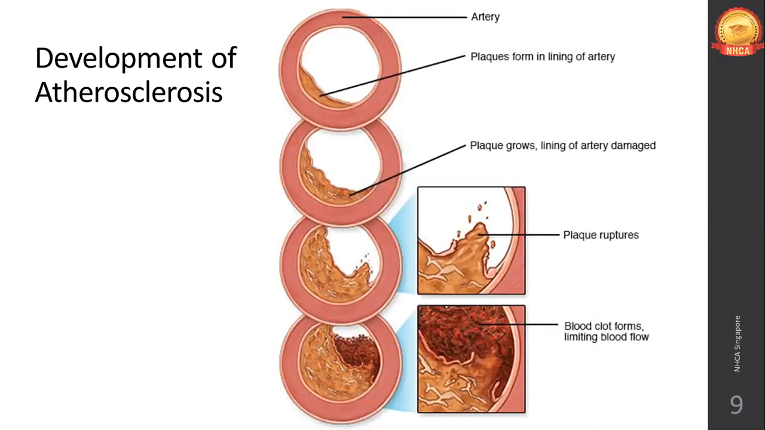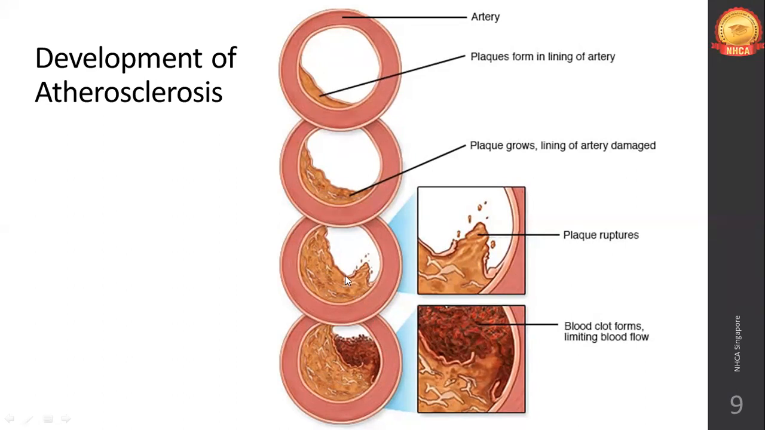So, development of atherosclerosis. In the initial stages, small plaque formation takes place in the lining of the artery, which is preventable with lifestyle changes. When you increase your physical activity and do more cardio in your regular exercise, it can be taken care of. This plaque can dissolve completely, it can move away. But if nothing changes, the plaque will still grow, and the lining of the artery will also undergo damage because of the pressure of this plaque while it is growing.